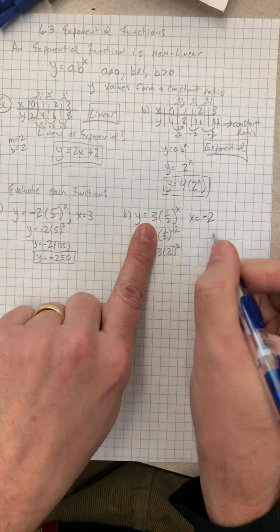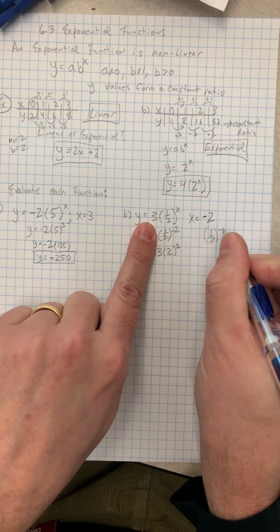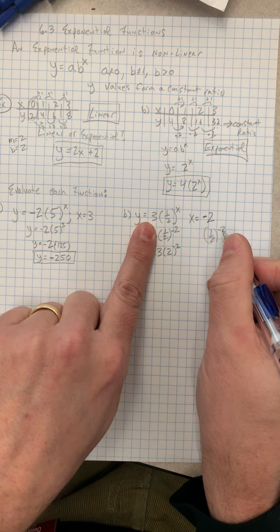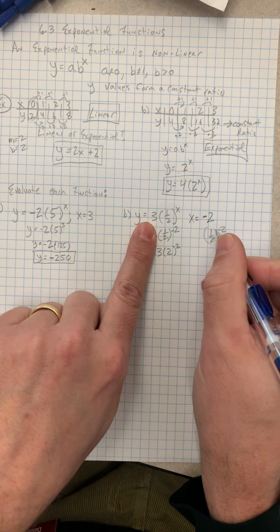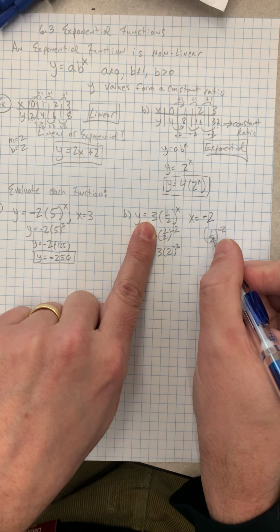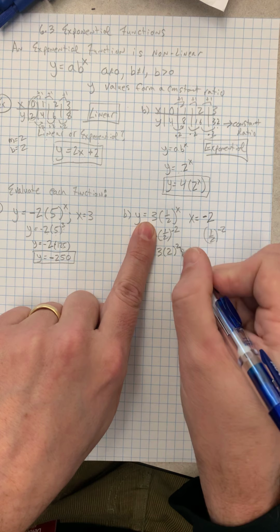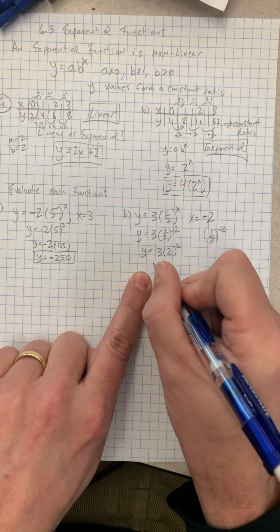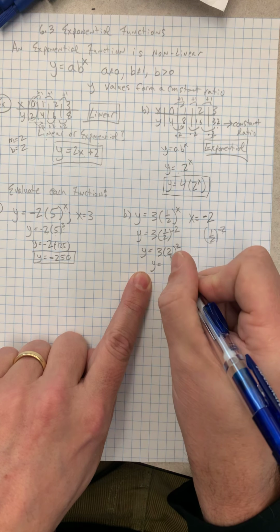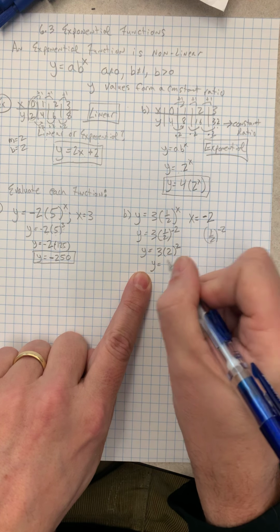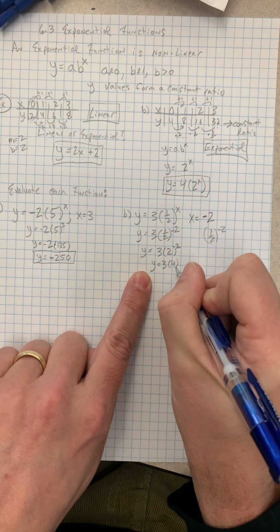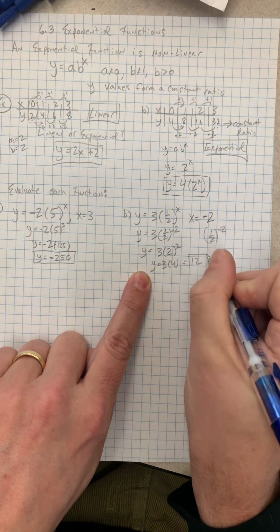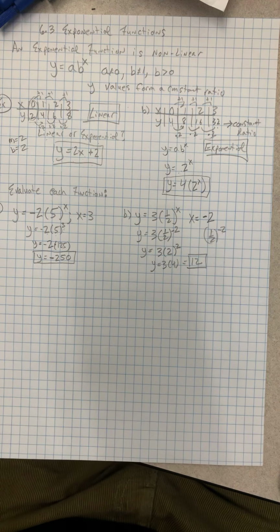If I just look at this and I gave you this problem, 1/2 to the negative 2, this would be 1 to the negative 2 over 2 to the negative 2. You would flip it. The negative 2 would go away. That's why it's positive. Now I just follow order of operations. Y is equal to 2 squared, which is 4. So 3 times 4, and that equals 12. And I got it.